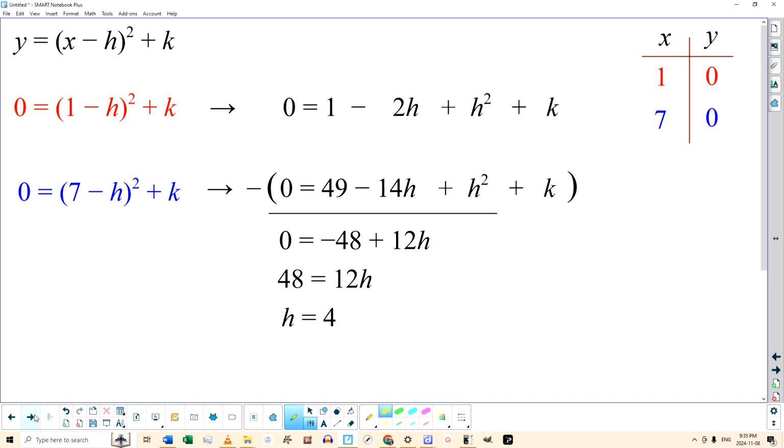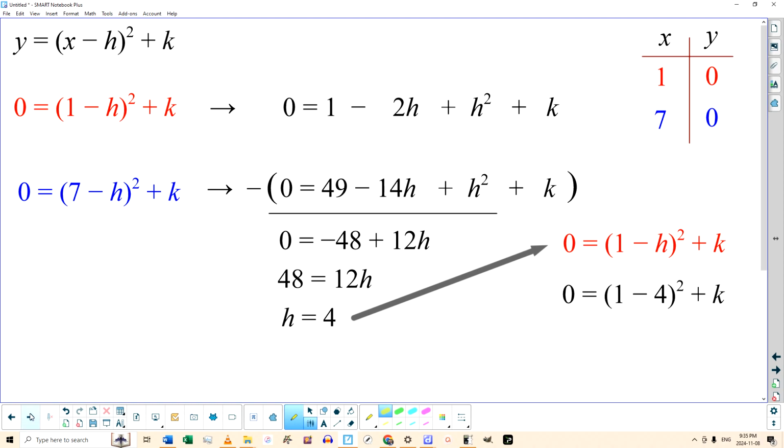You'd use substitution. You'd pick an equation relating h and k. I'm going to pick the red equation, and then you would put 4 into this equation every place there's an h. That's going to give us 0 equals (1 minus 4) quantity squared plus k. Well, 1 minus 4 is negative 3. When I square negative 3, I get 9. So I'm left with 0 equals 9 plus k. And now I know that k is negative 9.